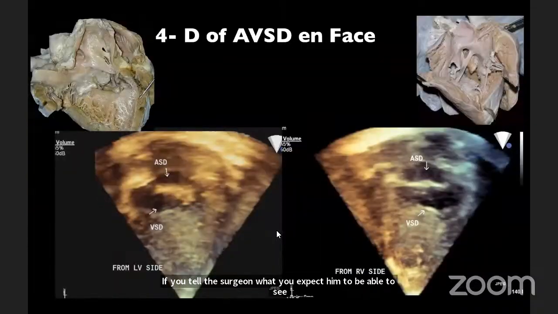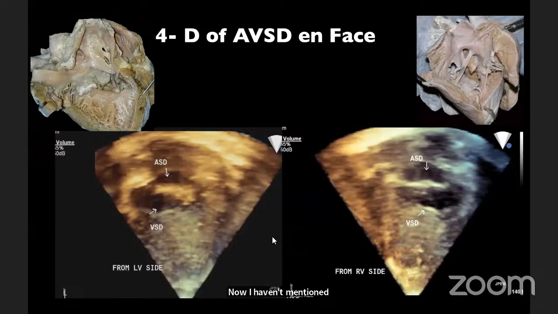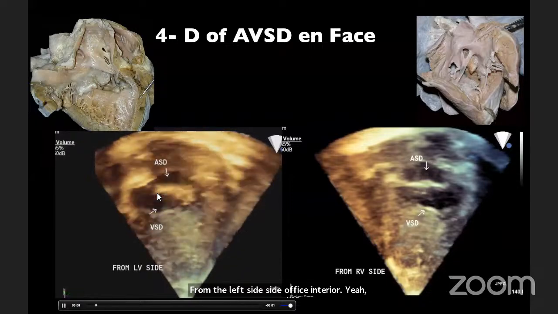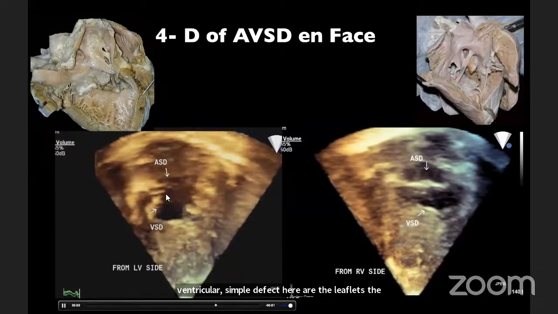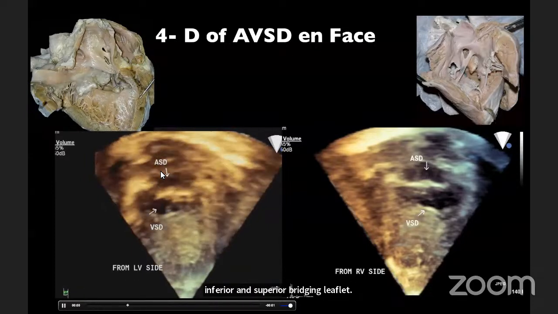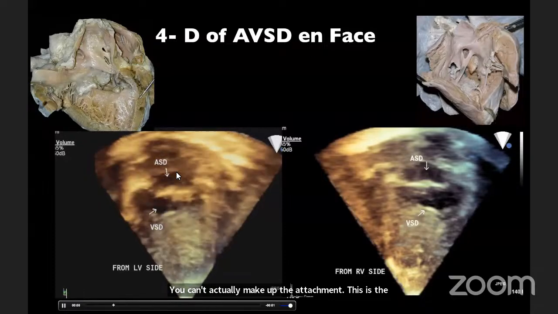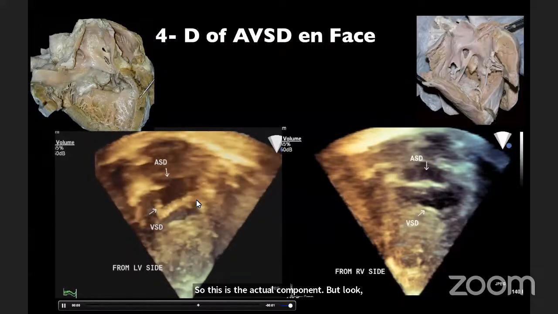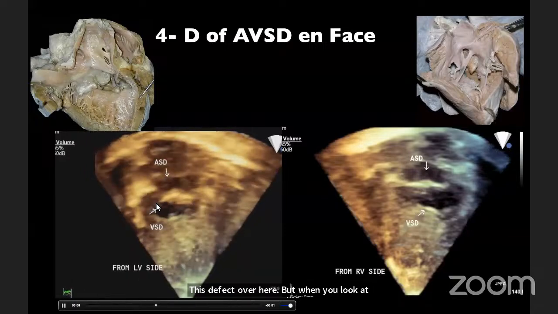Now, I haven't mentioned 3D echo, but obviously 3D echo is very, very important. And one of the things that we've never been able to do with 2D echo is to be able to establish the extent of the interventricular communication. And if you look at this from the left side, so aorta is anterior here. There's the ventricular septal defect. Here are the leaflets, the inferior and superior bridging leaflet. You can't actually make out the attachment. There's the lower rim of septum primum. So this is the atrial component. But look, there's not a very big defect over here. But when you look at its extent, it's running from the back to the front of the heart.